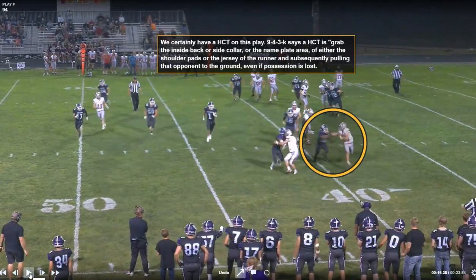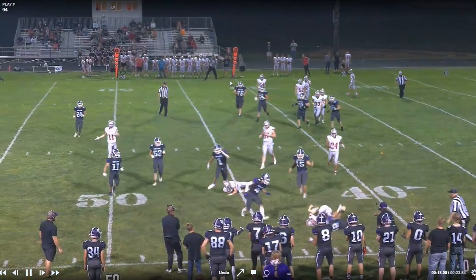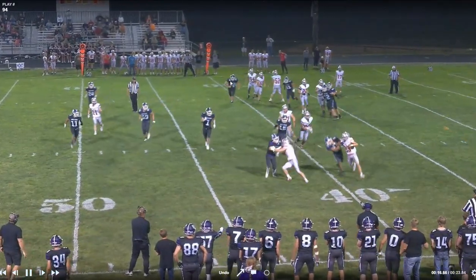Well, we do have a flag coming out here for a hold, all right, by our line judge. Now, we certainly have a horse collar tackle. So 9-4-3-K says a horse collar tackle is a grab of the inside or side collar or nameplate area of the shoulder pad or the jersey of the runner and subsequently pulling that opponent to the ground, even if possession of the ball would be lost. So you can see here, definite horse collar tackle. Go back in slow motion.